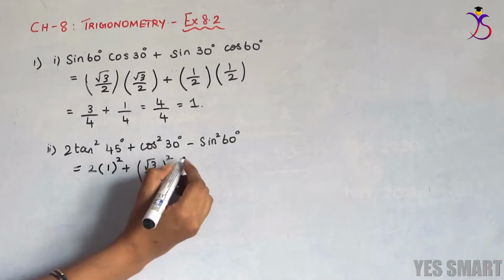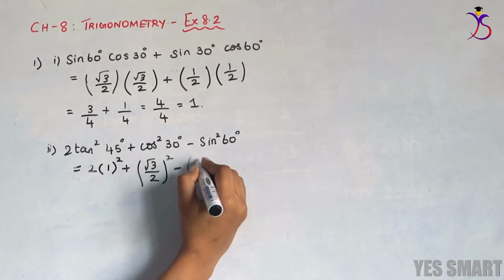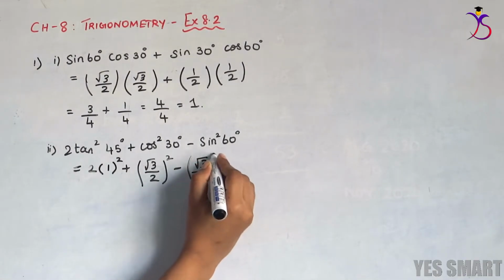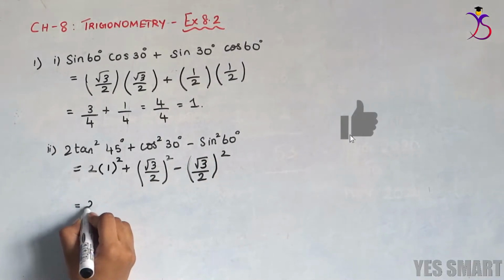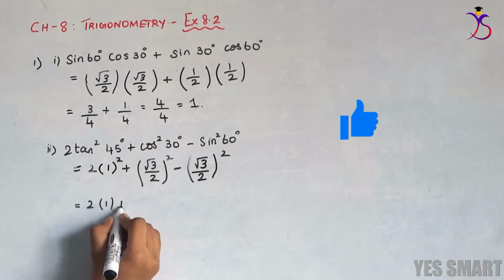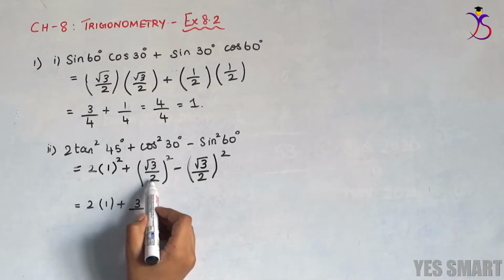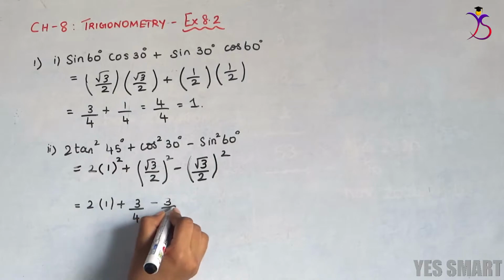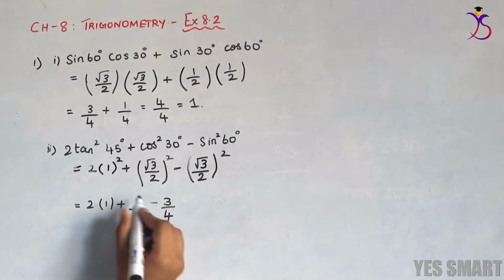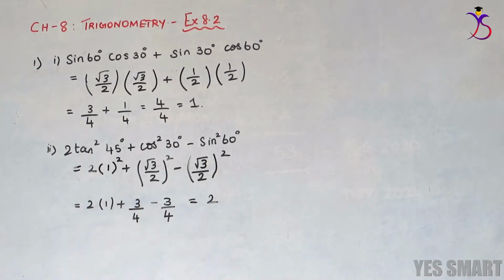Now sin 60. Sin 60's value is root 3 by 2. So I am just writing root 3 by 2. And we have square there, so I am just writing the square. Now 2 into 1 square is 1. Now making square. Root 3 into root 3, 3. 2 2s are 4. Minus root 3 into root 3, 3, by 2 2s are 4. Therefore, plus 3 by 4 and minus 3 by 4 gets cancelled. And we just have 2 1s are 2.